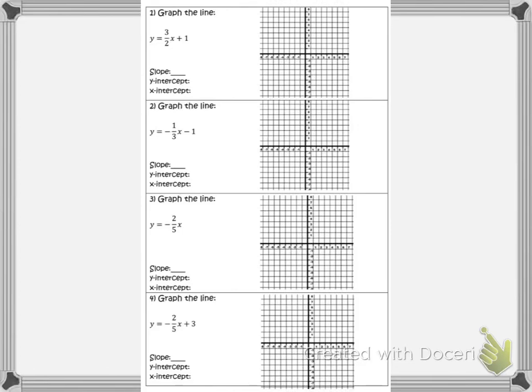Alright, so here we're going to start off graphing some lines. The first one we have is y equals 3 over 2x plus 1. We're going to start off by first identifying the slope. The slope will be 3 over 2.